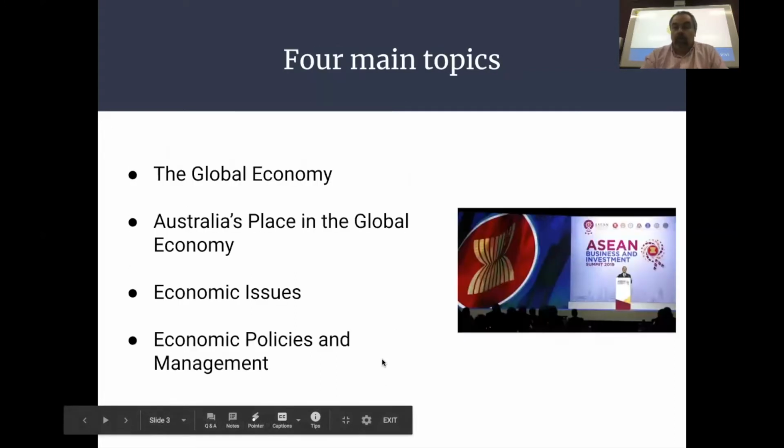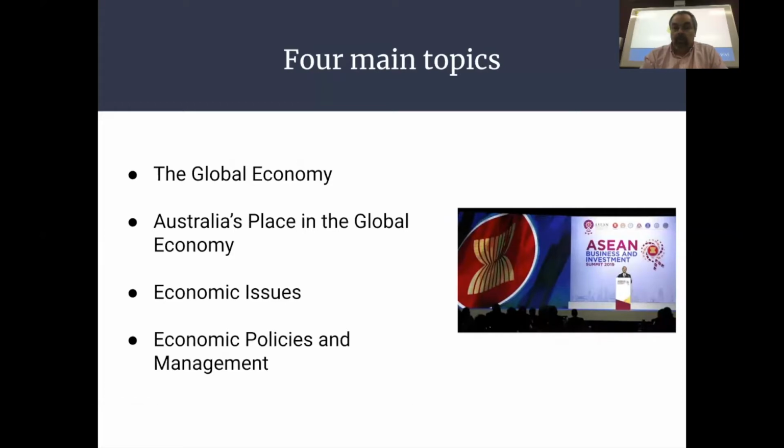So you should know that the HSC course is comprised of 4 main topics. When you look at the 4 topics, it's like half the course looks at the global economy, and within that, Australia's place in the global economy. And then you will look at economic issues, so the main economic issues, and then the policies and management that together go with those issues.